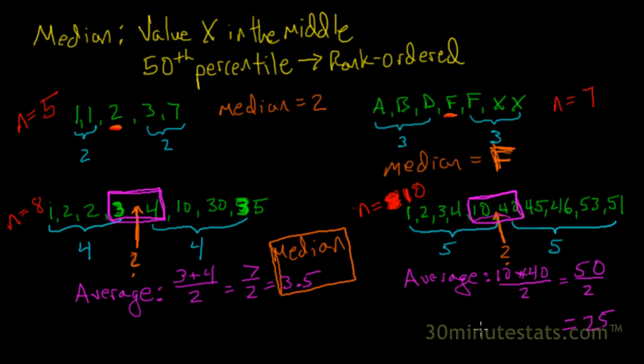And that average between those two middle values will be our median, and will represent the 50th percentile of the rank ordered array of data here. So the median is the value of x in the middle of the distribution, or the 50th percentile in the rank ordered distribution.